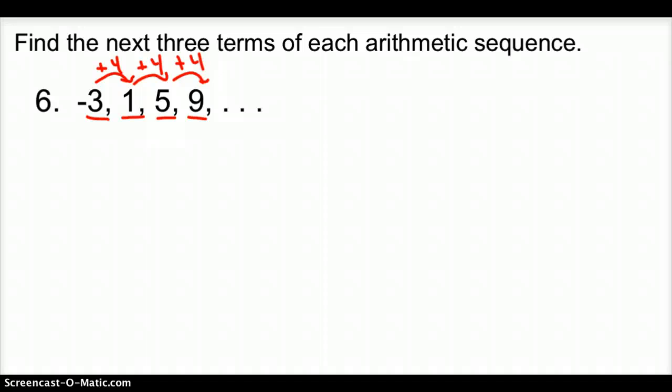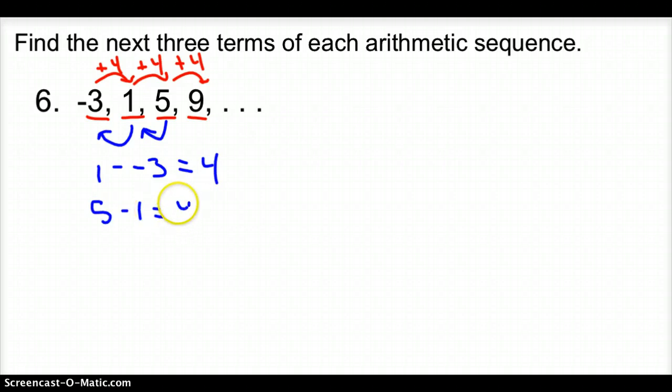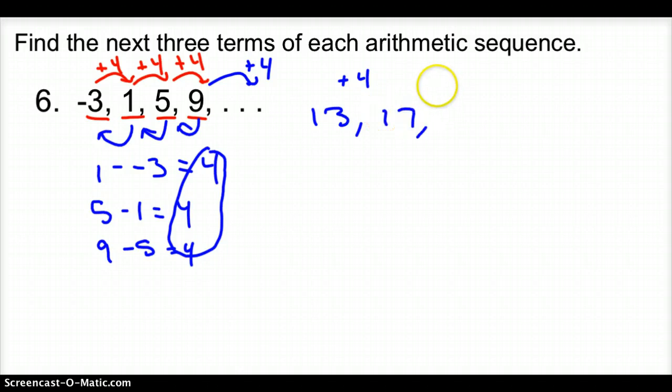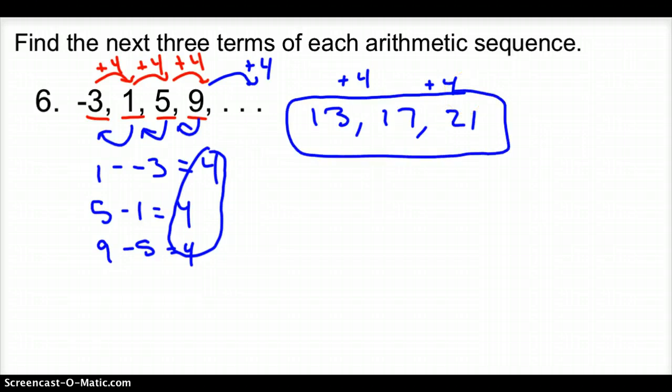Now let's say you didn't know it was going to be that easy. You could always work backwards and subtract. You could always go 1 minus a -3, which would be 4. You could subtract 1 from 5 and get 4. And again, 5 from 9 to get 4. All these differences are 4, so it is an arithmetic sequence. Now we are asked to find the next 3 terms. Well, how do we find the next 3 terms? We have to add 4. So 9 plus 4 is 13, plus 4 is 17, plus 4 is 21. So your next three terms are 13, 17, and 21.